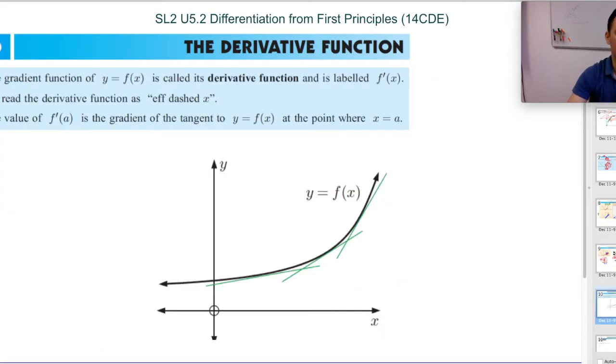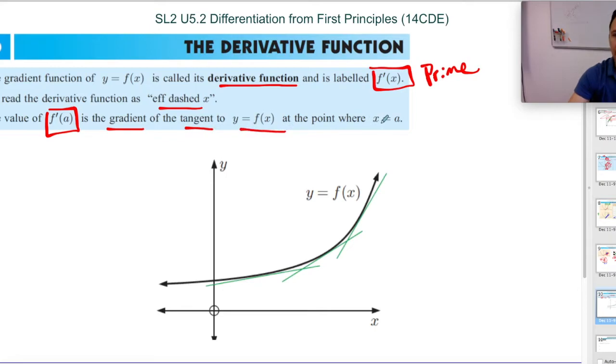That's the idea behind this. What we're doing is called the derivative function. You see it often like this: this is f prime x, or they say f dashed x. I like prime, f prime x. Use whichever you like. And f prime of a is the slope of the tangent to the curve at point A.